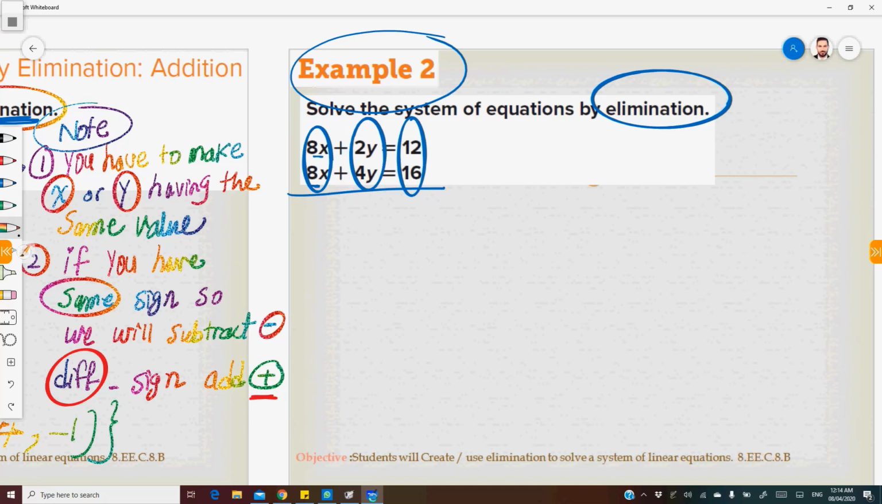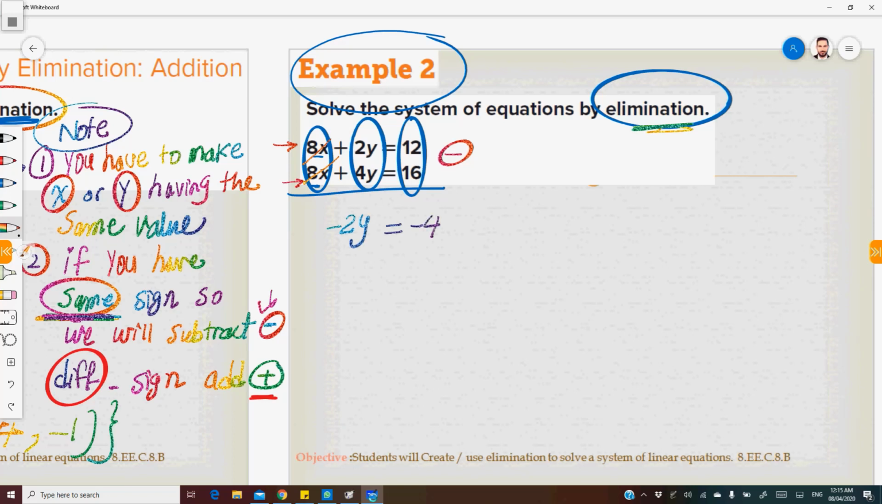What I said here: if I have positive 8x and also positive 8x here, if I have the same sign, look here, guys, to the left of you, should I do minus? Correct. So I will do subtraction. 8x minus 8x equals 0x. I'm not writing it. It's cancelled. It's eliminated. 2y minus 4y: 2 minus 4 equals negative 2y. 12 minus 16 is equal to negative 4.